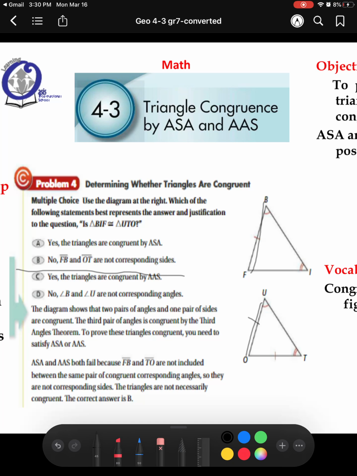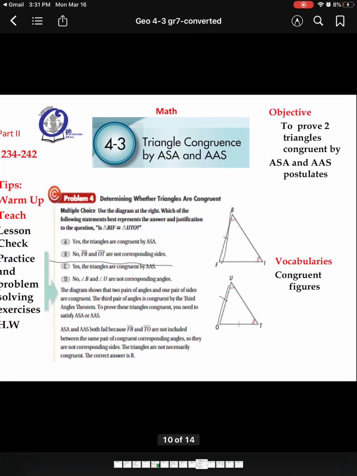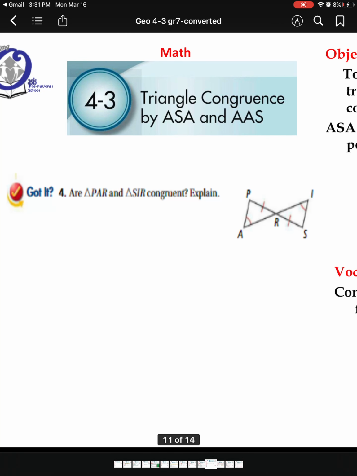So when solving such a question, make sure that we want the side to be on any of the sides of the two angles. However, they should go from the same congruent angle. Let's make sure that this idea is clear to you, and we look at the got it number 4.